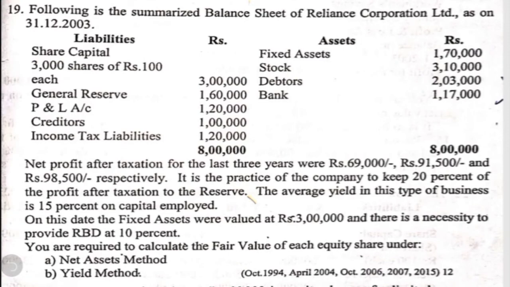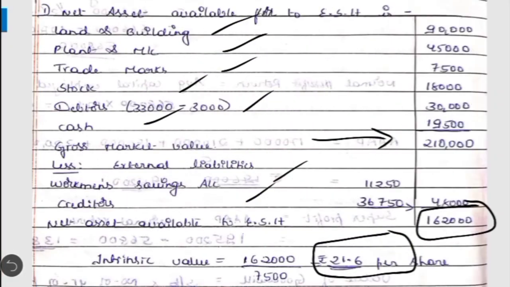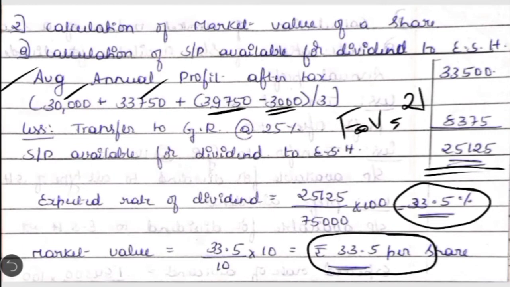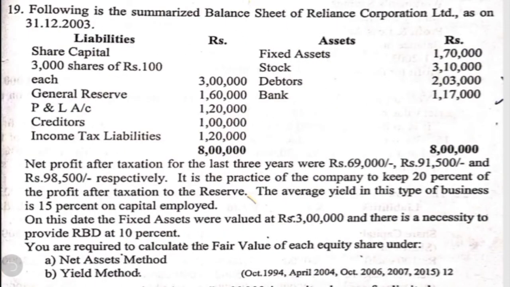And then if you want to calculate the fair value, what you should do, fair value is equal to intrinsic value. Intrinsic value here in this case is 21.6 plus market value 33.5, divided by 2. Just check what is the answer you get for fair value. Okay. Then now let us take up the second question.